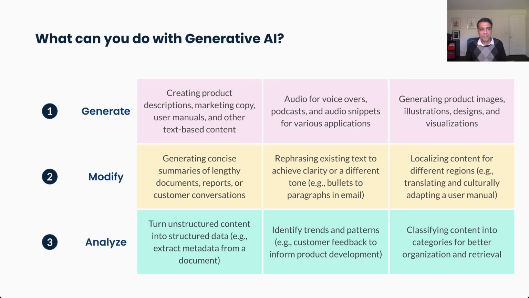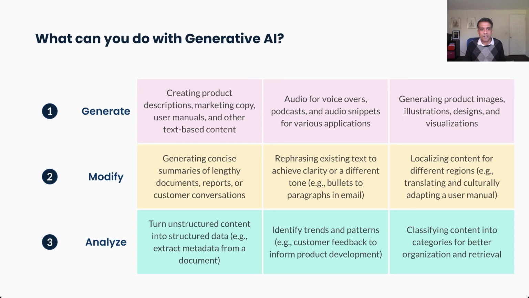Let's start with the generative capability. Gen AI can be used to generate a variety of content, including product descriptions, marketing copy, user manuals, and other text-based content. It can also create audio recordings for voiceovers, podcasts, and audio snippets. Additionally, Gen AI can be used to generate product images, designs, and visualizations. This can be particularly useful for creating assets at scale, for example, in e-commerce applications.